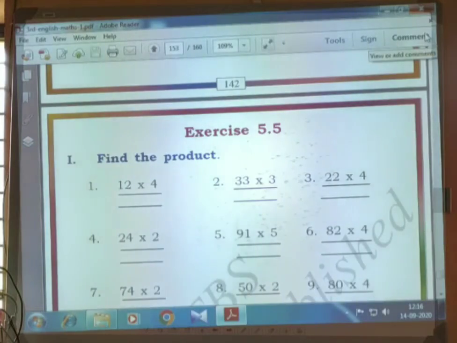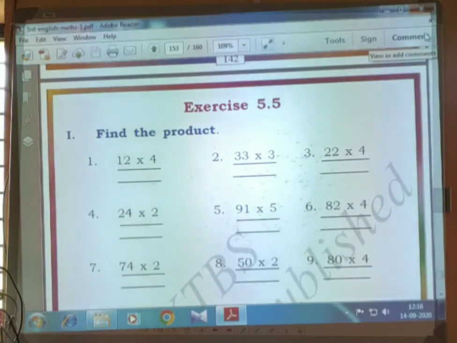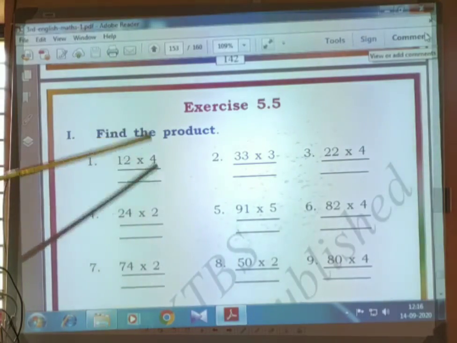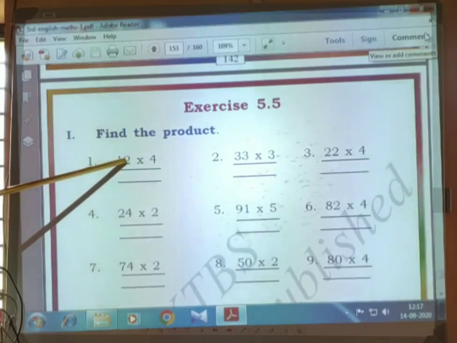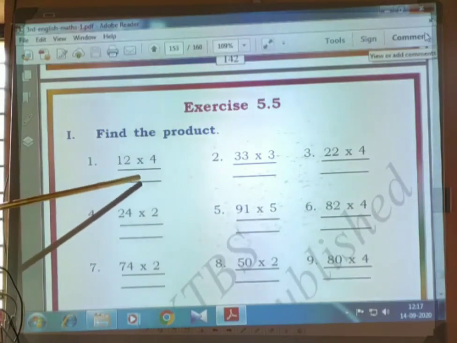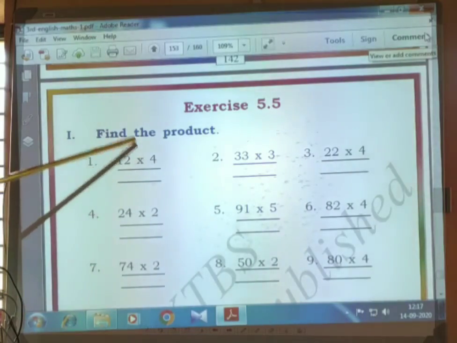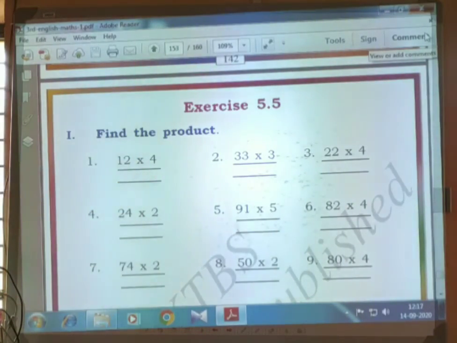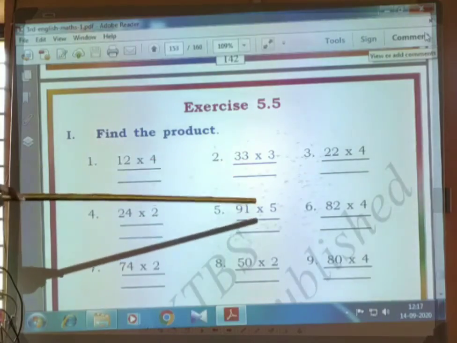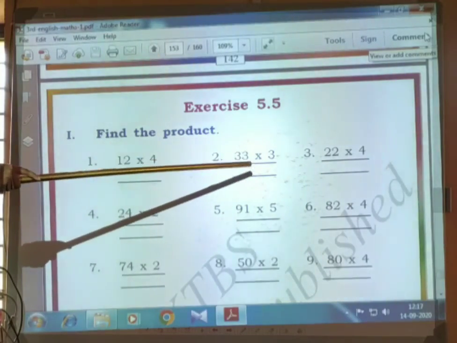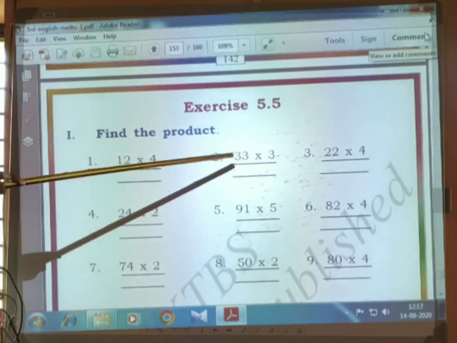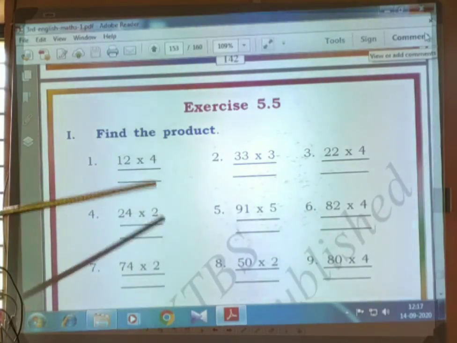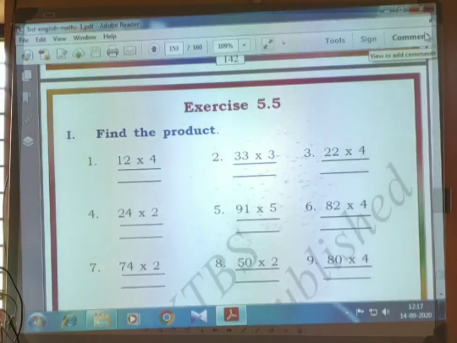Then exercise questions. I will solve only 1 to 2 examples. You have to do the remaining examples. Find the product. 12 into 4. First multiply 4 by 2 ones, 8. Write 8 in the units place. Next 4 into 1, 4. Okay, 48. 33 into 3. Multiply first 3 into 3 ones. 3 3s are 9. Write 9 in the ones place, and next 3 into 3, 9. So 99.